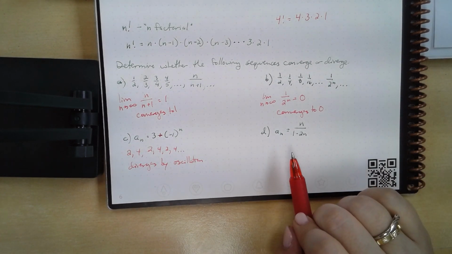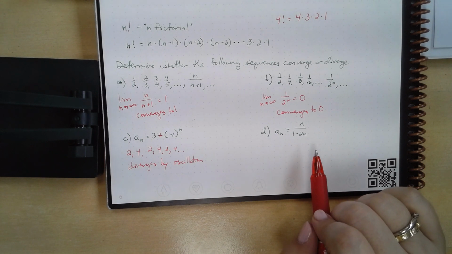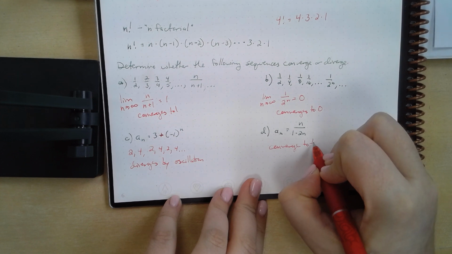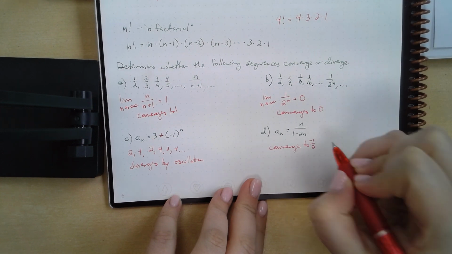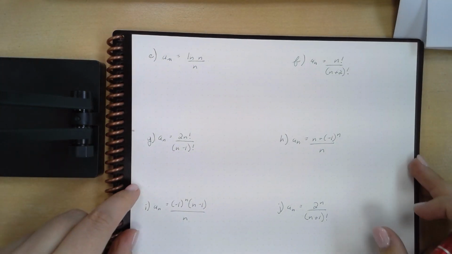All right. Let's look at D. A sub n is equal to n over 1 minus 2n. Well, I'm not even going to write our limit here. Just tell me what's going to happen here. Well, this is going to converge to negative 1/2, right? Let's do a few more.